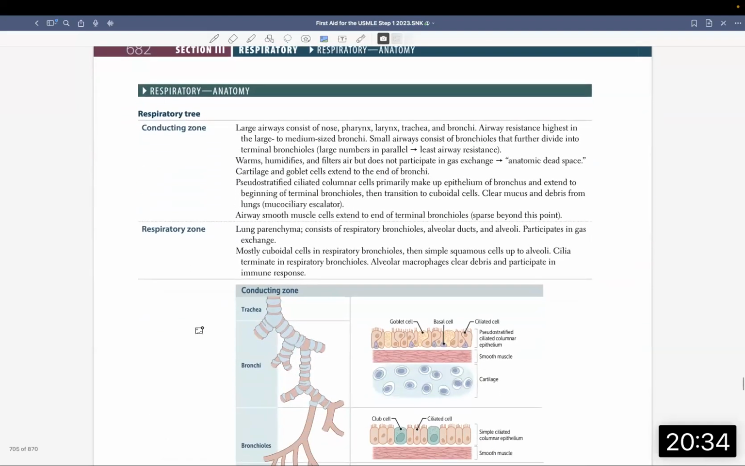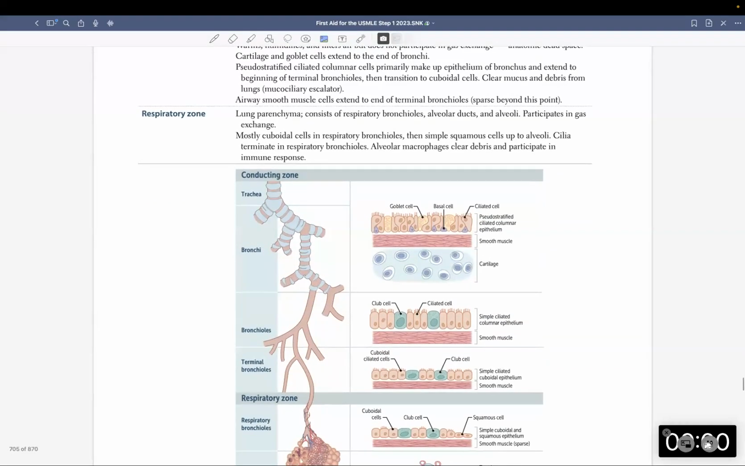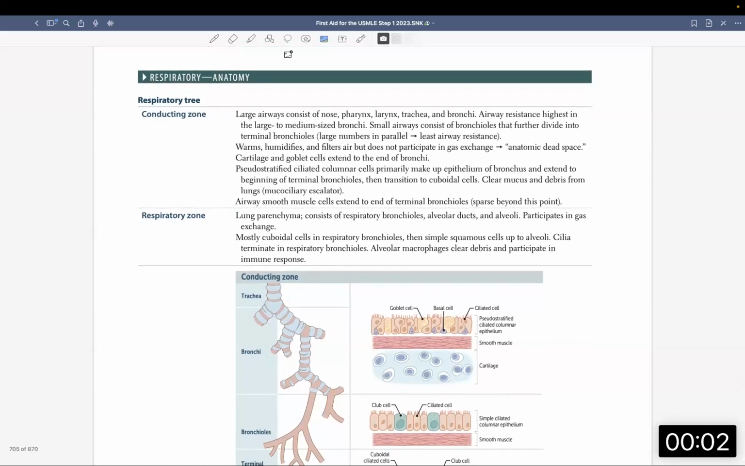So next we have the respiratory anatomy. Respiratory tree is divided into the conducting zone and the respiratory zone. So the conducting zone consists of large airways, which consists of nose, pharynx, larynx, trachea, and bronchi. Airway resistance is highest in the large to medium size bronchi. This is a question, right? Resistance is highest in the large to medium size bronchi.